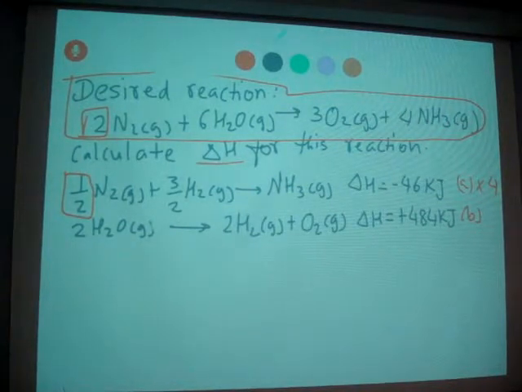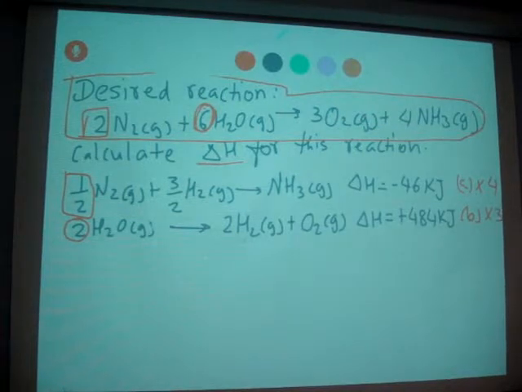Now in here, H2O, when you look at H2O, this is 6 moles and here we have 3. So we multiply by 3, and here we are not reversing or anything. So the main thing is, we multiply by 4 for step A and multiply by 3 for step B, and then we add their delta H.